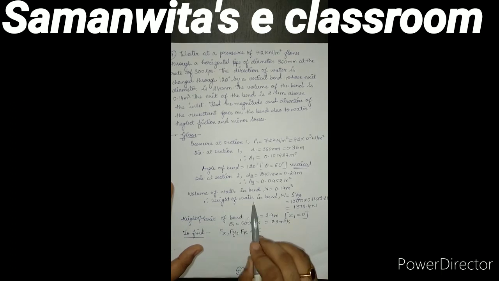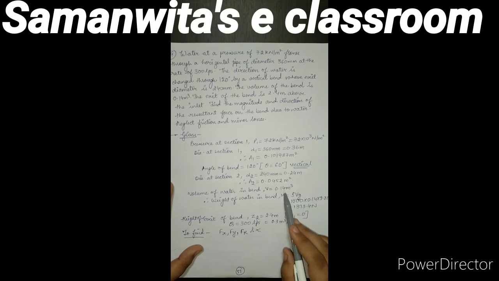So I take weight of the water in the bend. W is equal to rho Vg. I am using 1000 for rho because it is water. Value of V is given to me as 0.14. I have substituted, and g is always 9.81. So the value of weight is 1373.4 Newton.